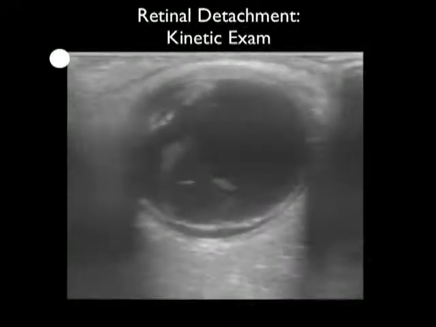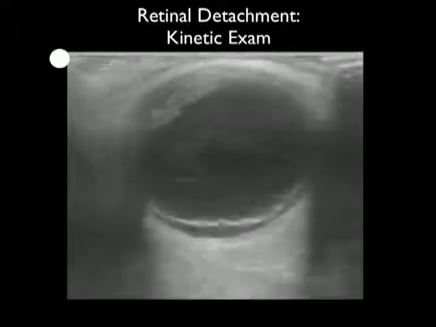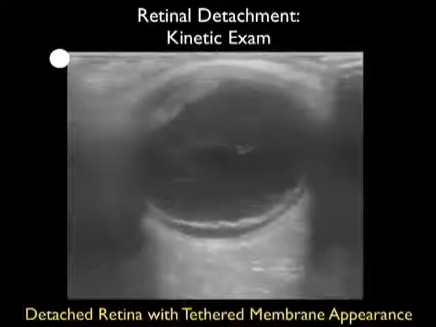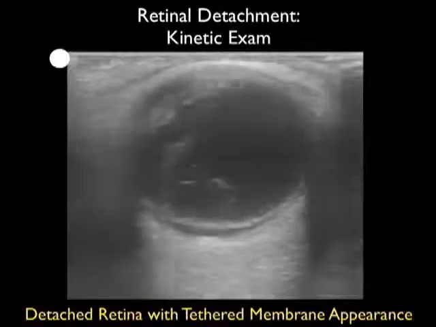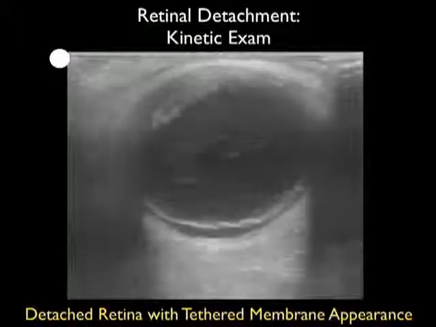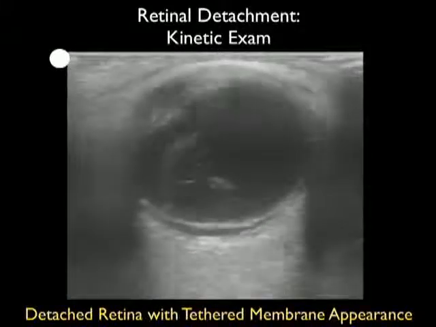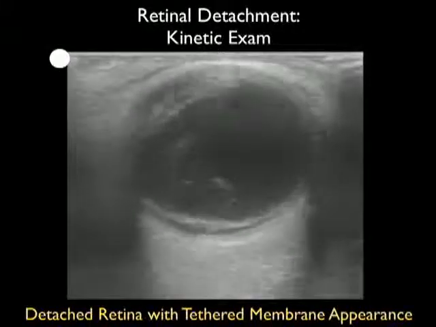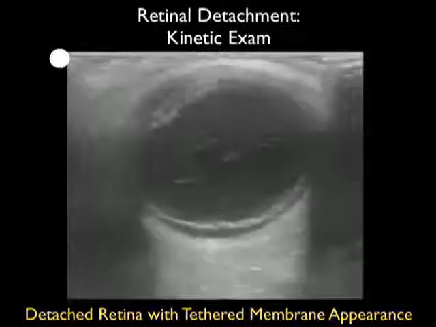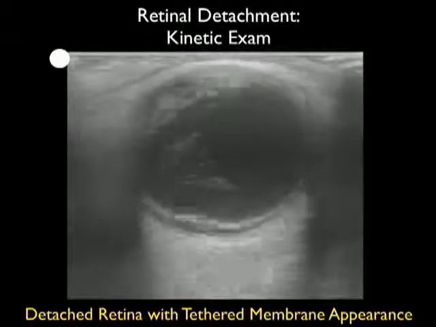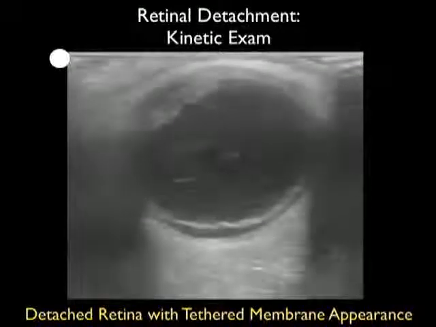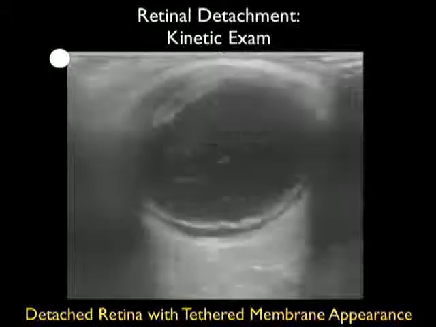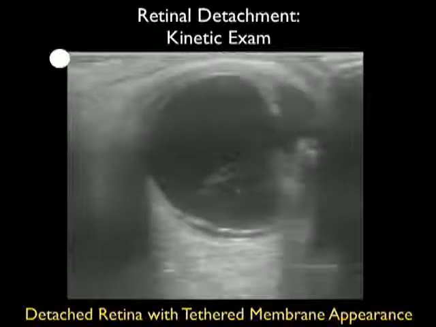Now let's take a look at a retinal detachment using the kinetic ultrasound examination. We're having the patient look from side to side as we place the probe over the closed eyelid, and we note here a very large posterior detachment of the retina. And we can see here that it has a tethered membrane appearance as the patient looks from side to side. Now we note some anterior vitreous material that swirls around as the patient looks from side to side, but I want you to look towards that posterior aspect of the eyeball, towards that membrane, the tethered membrane that moves back and forth as the patient looks from side to side, and that is the classic appearance on kinetic exam of a detached retina.